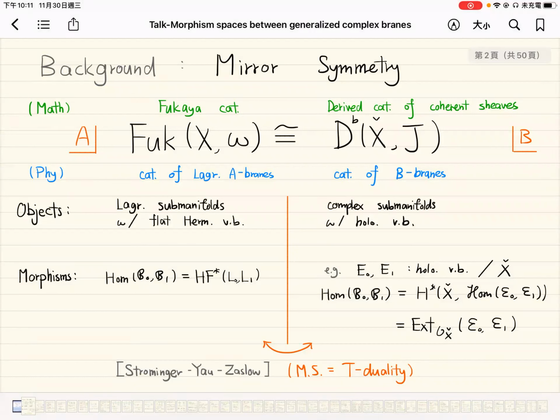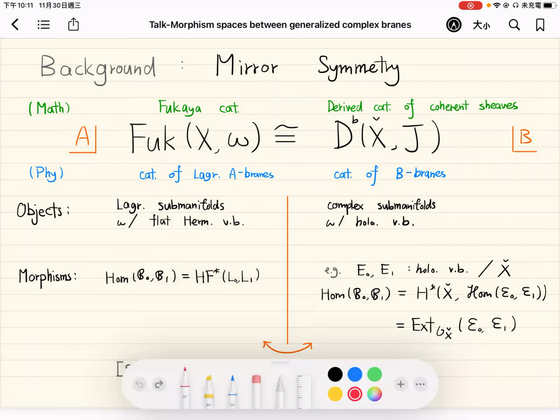For the A-model side, we are supposed to have a symplectic manifold X. Mathematically, we can talk about the Fukaya category of X, whose objects are basically Lagrangian submanifolds with flat Hermitian vector bundles. Morphisms between those Lagrangian A-branes are computed by Floer homology. Physically speaking, this Fukaya category of X is a category of Lagrangian A-branes on X.